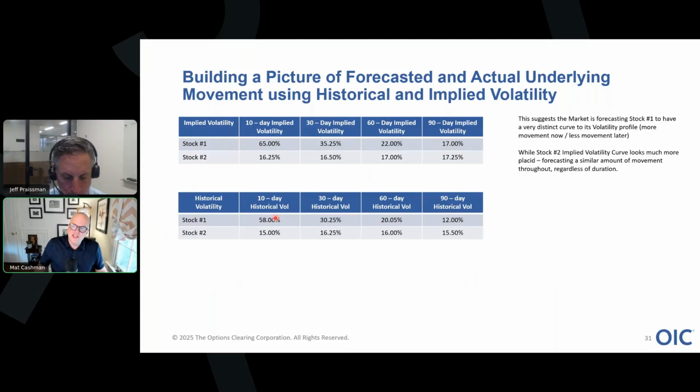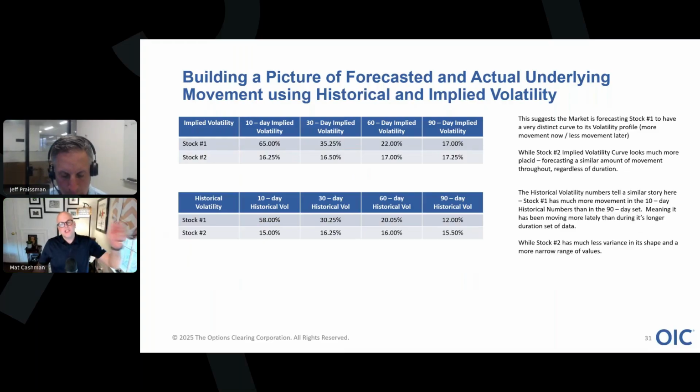So we have a 10-day historical vol in stock one that looks similar to its implied volatility term structure. 58 up front, 12 in the back. Meanwhile, stock two has basically the same historical vol for all of these periods, somewhere between 15 and 16.